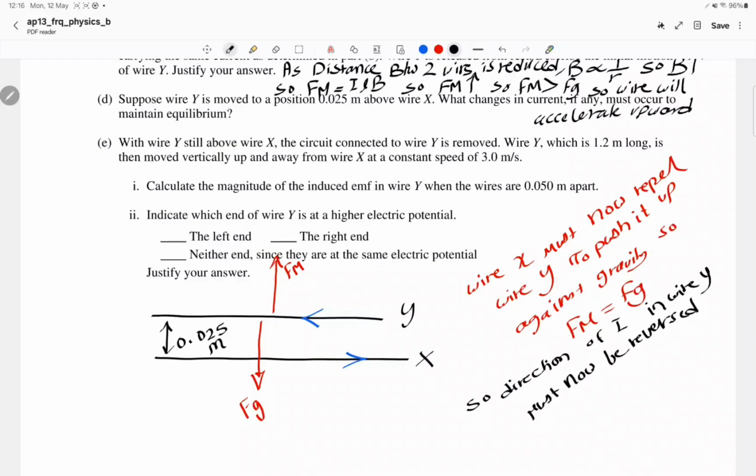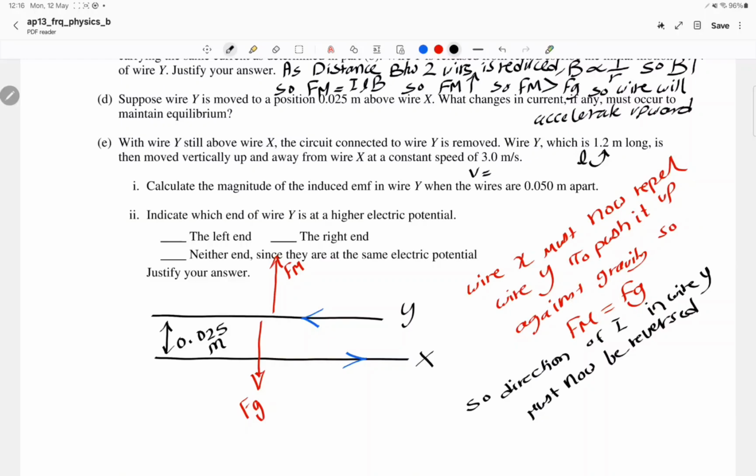With wire Y still above wire X, the circuit connected to wire Y is now removed. So now wire Y will have no more current in it from a circuit. It's 1.2 meters long. It's moved vertically up away from wire X at the velocity of 3. Find the magnitude of the induced EMF in wire Y when the wires are 0.050 meters apart.